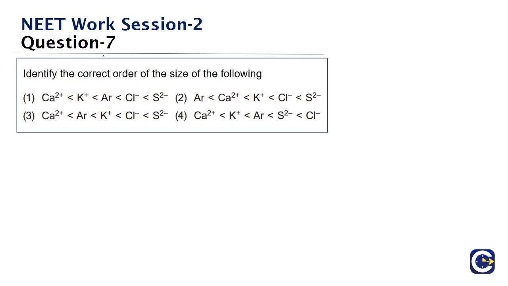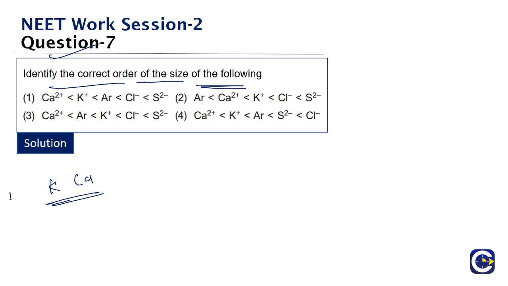Then we have question number 7. Identify the correct order of the size of the following. If you look at it, we have argon, which is a neutral atom, and we have cations and anions. Potassium and calcium belong to the fourth period, and sulfur, chlorine, argon belong to the third period.